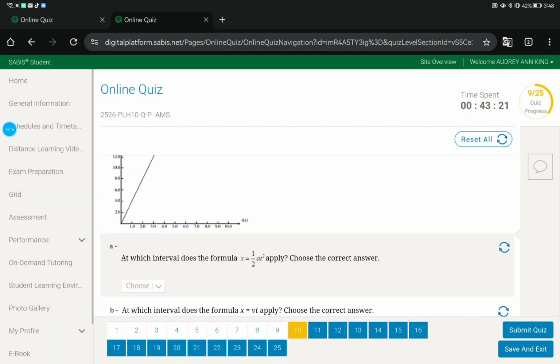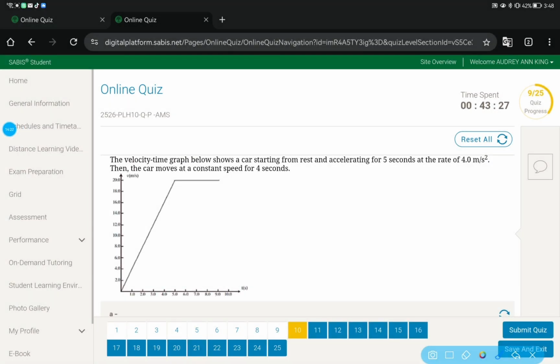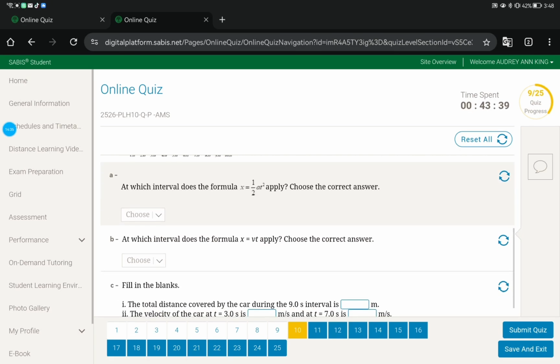So as you can see here, x equals half at squared, let's see, where is this graph accelerating? It's accelerating from here to here, and that's between 0 and 5. And since this formula has acceleration in it, it's going to be from 0 to 5.